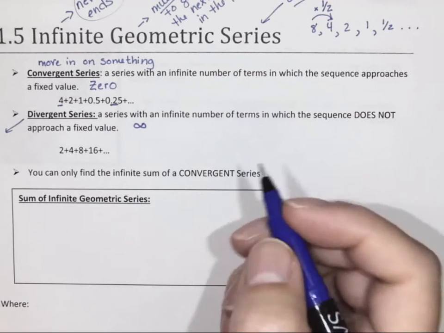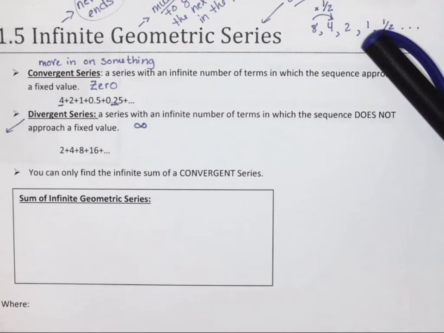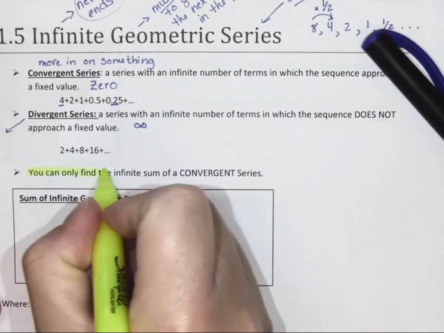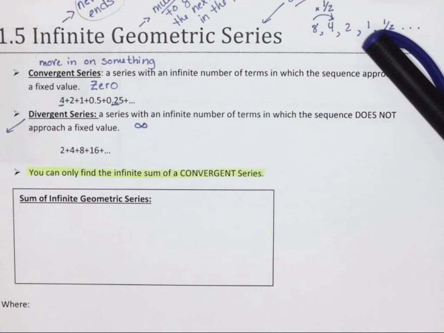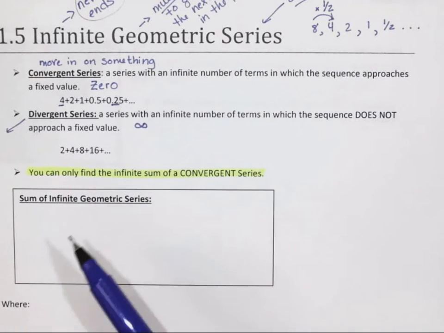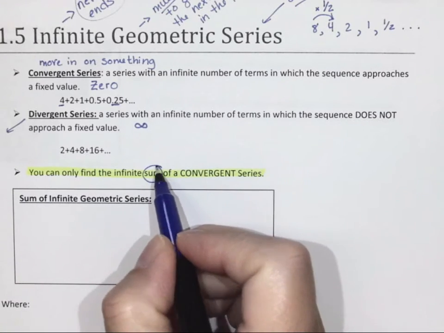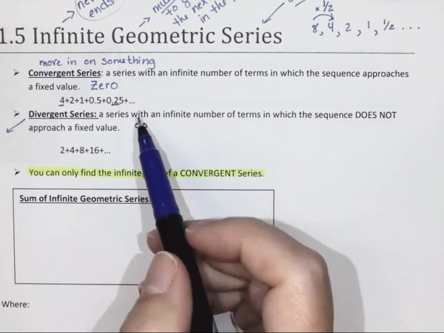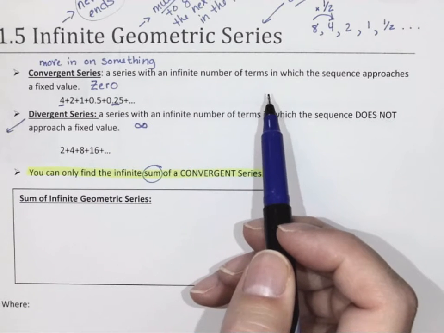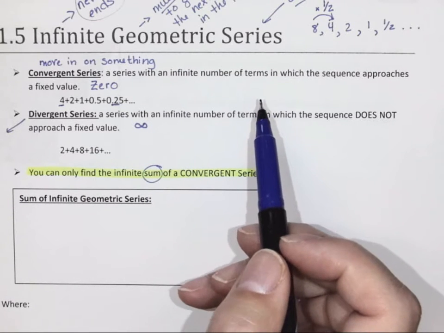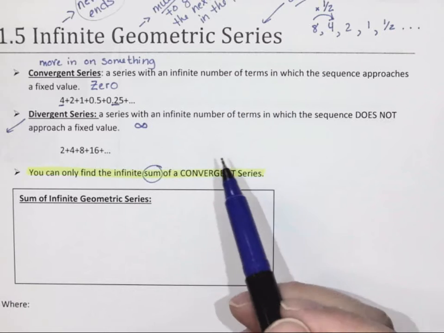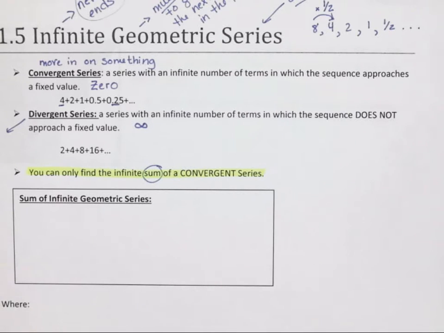Okay, this is the trick. Where's my highlighter? I don't know if you'll be able to see this. You can only find the sum of convergent series. You can't do it on divergent. The reason why is that with the sum, we're adding stuff up, so we need to know that it's going to eventually get so small that it's insignificant. Here it's going to get really, really big, and that's going to be too significant to estimate.